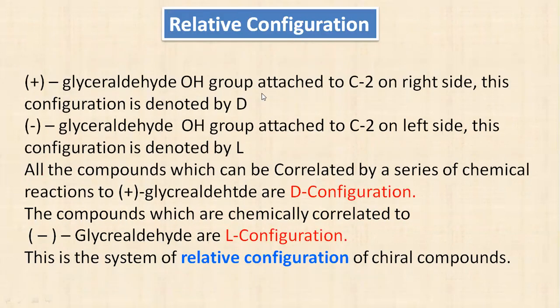So the next concept is about the relative configuration. It means that according to the position of the OH group in the positive glyceraldehyde, there is D-glyceraldehyde and L-glyceraldehyde. All the compounds which can be correlated by a series of chemical reactions to the positive glyceraldehyde are referred to as D configuration. And the compounds which are chemically correlated with the negative glyceraldehyde are referred to as L configuration. This system is called the relative configuration of chiral compounds.